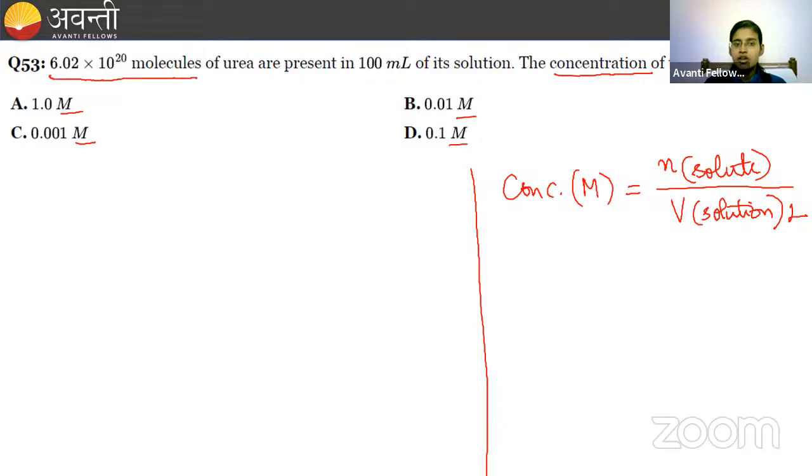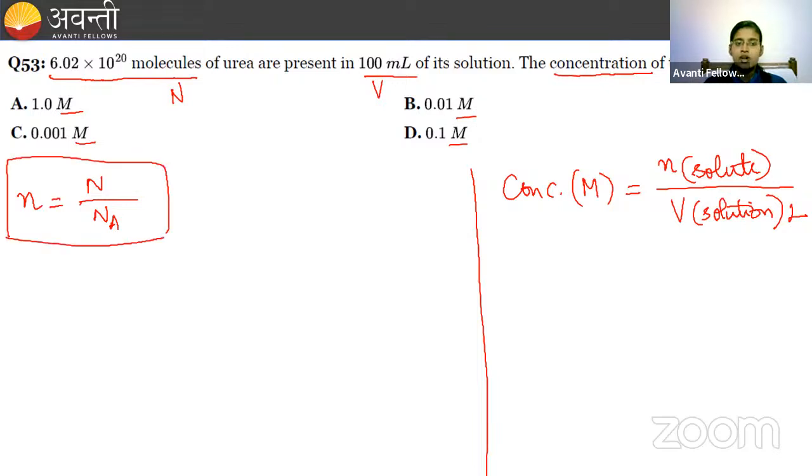Okay. Number of molecules of urea in 100 ml of its solution. Volume is given, but in terms of milliliter. So what do I have to find out? I need to find out the number of moles of solute. The number of moles can be calculated using the formula: number of particles divided by Avogadro number. So this is one formula to find the number of moles, right?